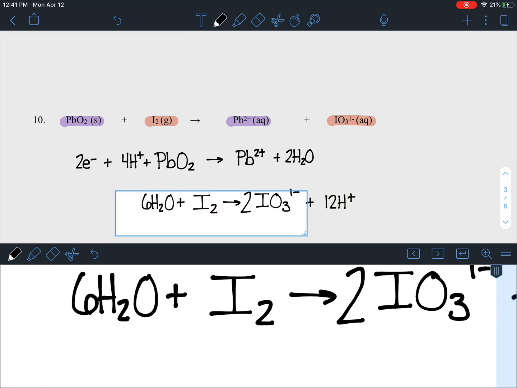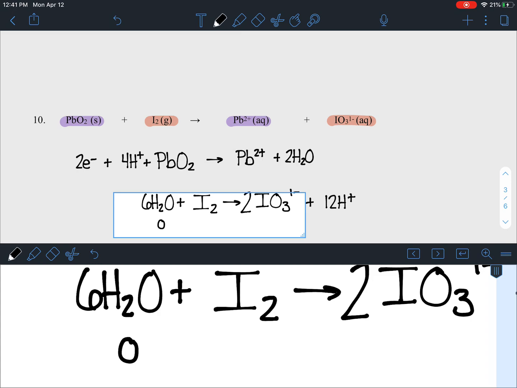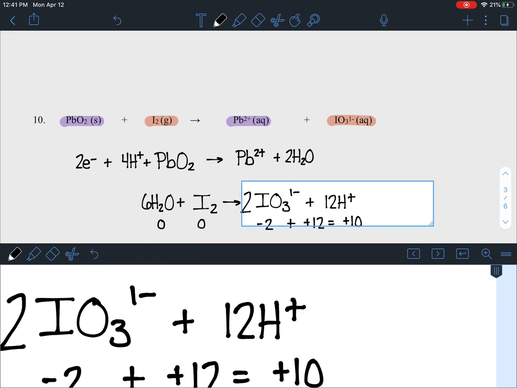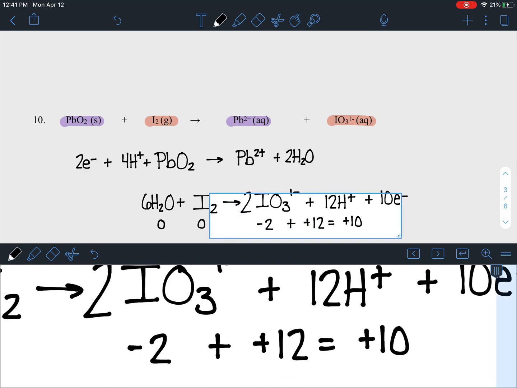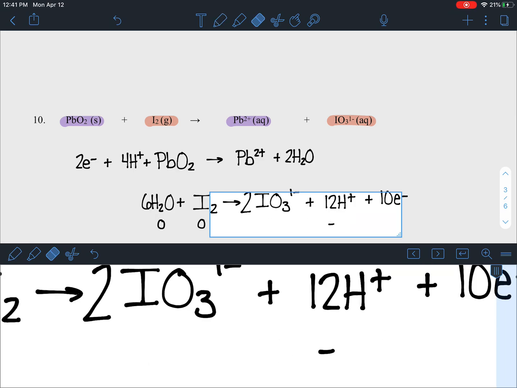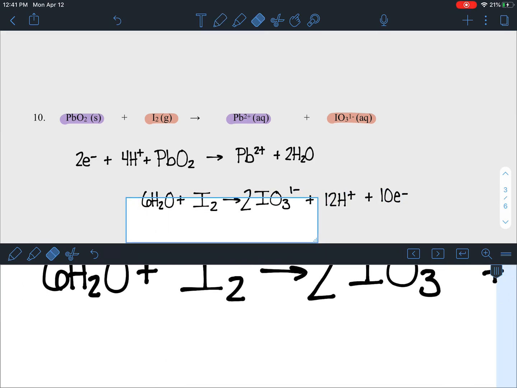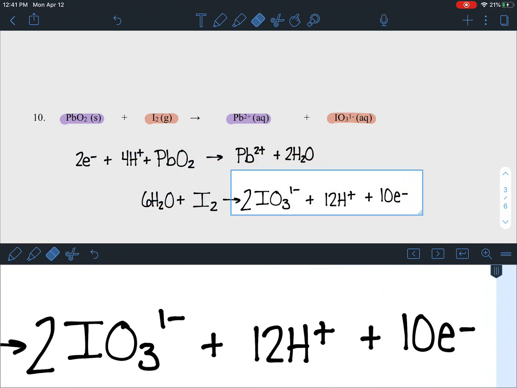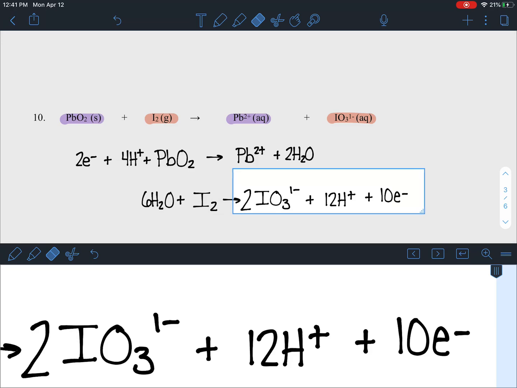And now I can go ahead and balance out my charges. So I have a 0 and a 0. And then I have 2 times negative 1, so negative 2, plus 12 times positive 1, so positive 12. And I have a positive 10. I'm going to add 10 electrons to the more positive side so that both sides are now at 0. All right, so now when I compare, I have 2 electrons here and 10 electrons down on my second equation.